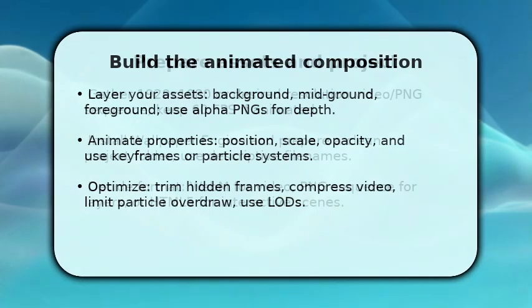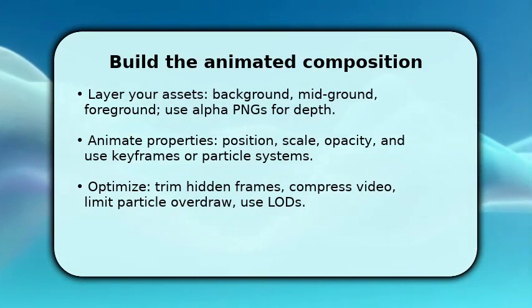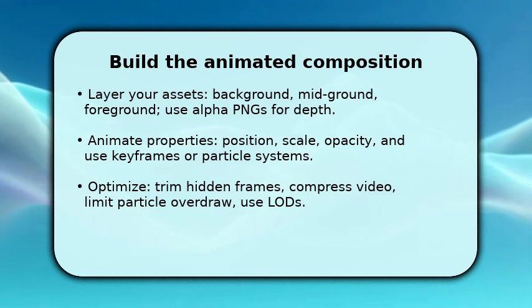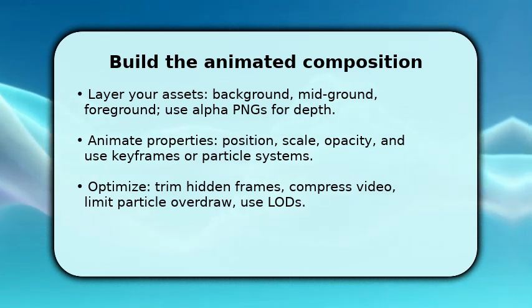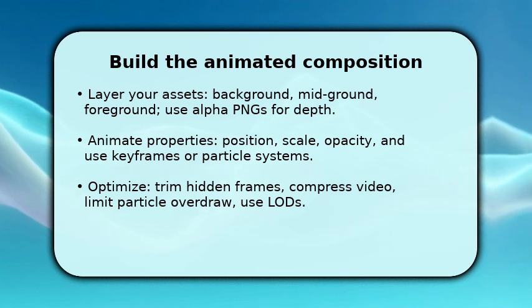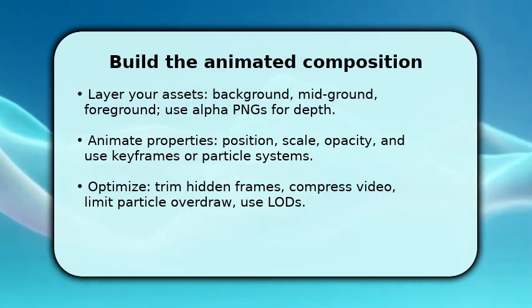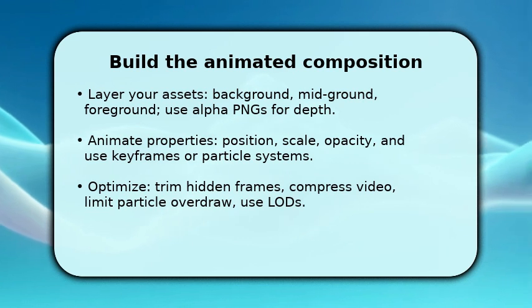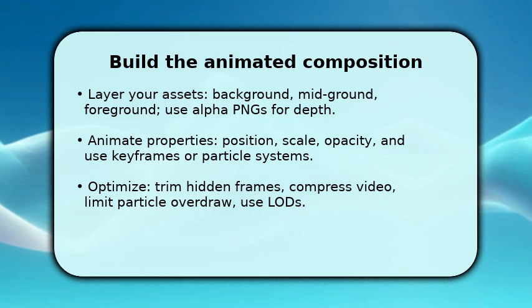Make sure to pick the output format now, because it changes how you export and which optimization steps you'll apply next. Now assemble layers and animations inside the Wallpaper Engine editor or your authoring tool. Place a static background first, then add midground elements and foregrounds with alpha to create parallax. Animate position and scale with keyframes to simulate depth. If you need interactivity, add mouse or audio bindings and test triggers.